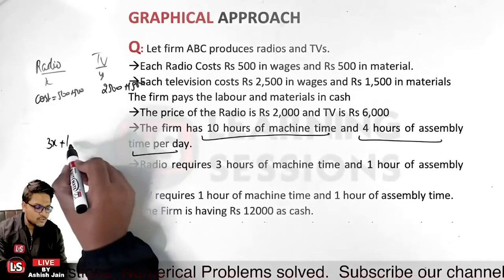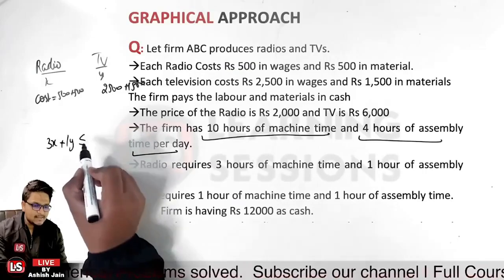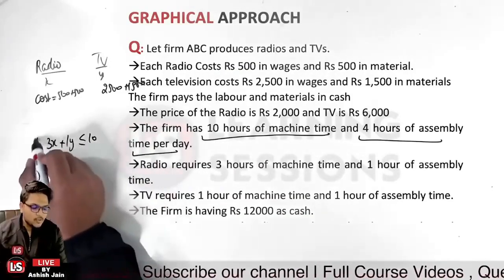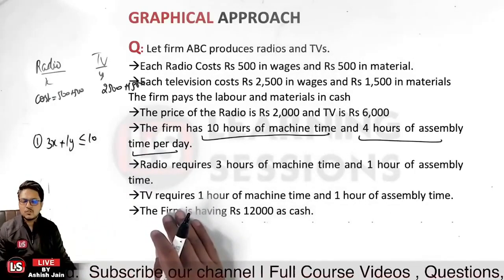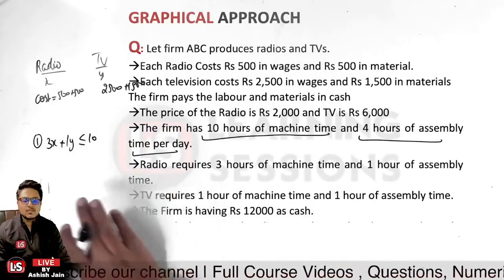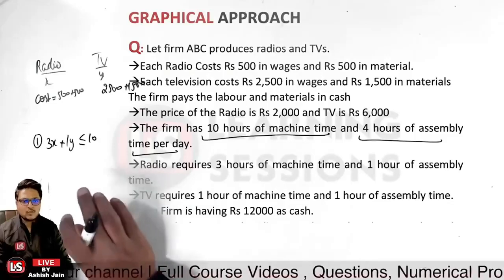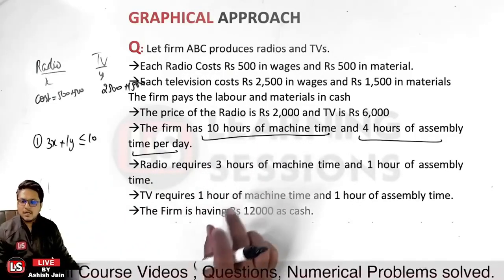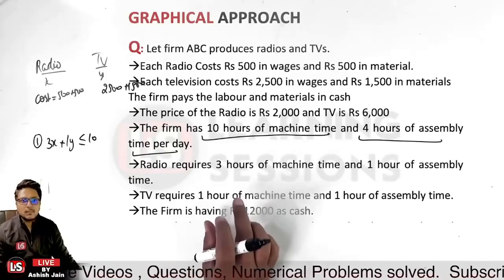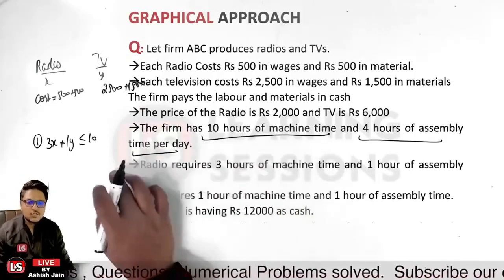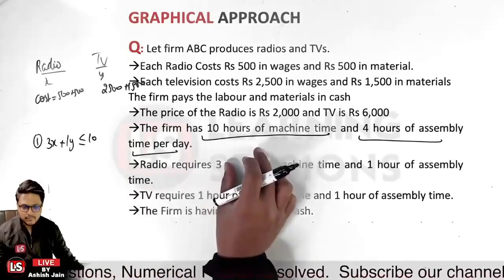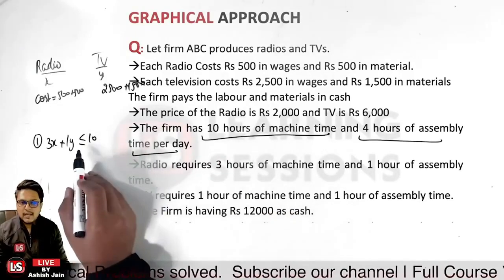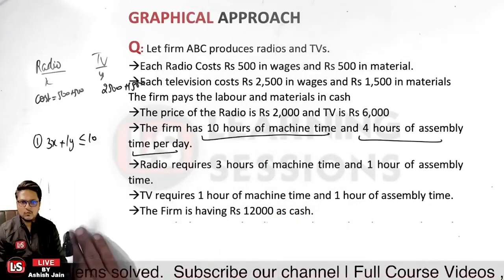So we can say 3x plus 1y will be less than or equal to the maximum machine time available, which is equal to 10. That will be our first equation over here, because in case of the radio we require 3 times the machine time compared to the TV, and the machine time is limited to 10 hours. So that is a constraint, and the inequality is a less than or equal to inequality.